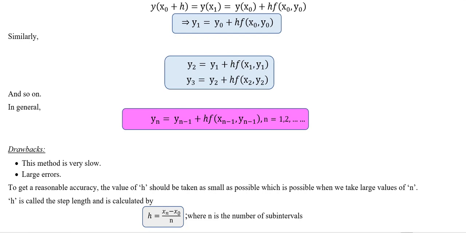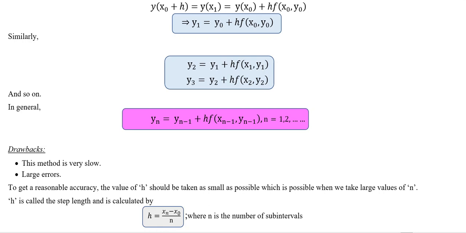How could we do that? We can assume the n to be very large, that means the number of subintervals. So we can calculate our step length h using this formula: xn minus x naught upon n. So n is the number of subintervals, x naught is the initial point that is given to us in the question, and xn is that point at which you have to find out the value of y.